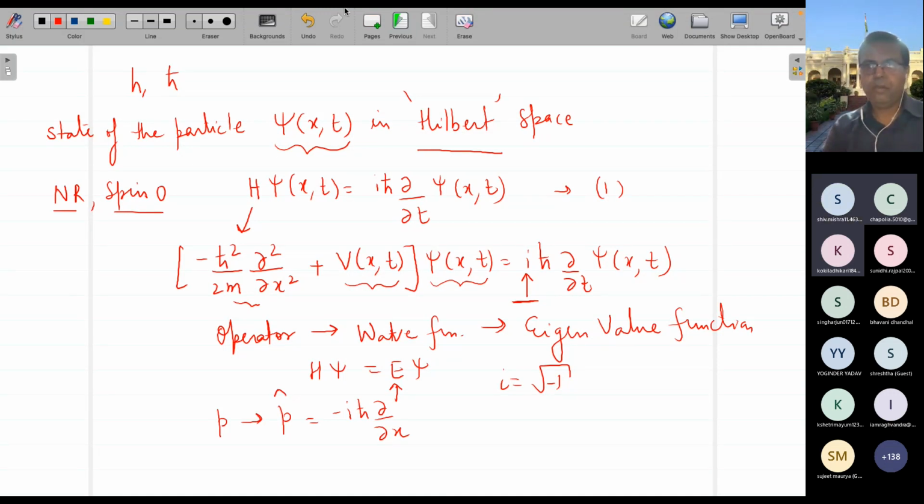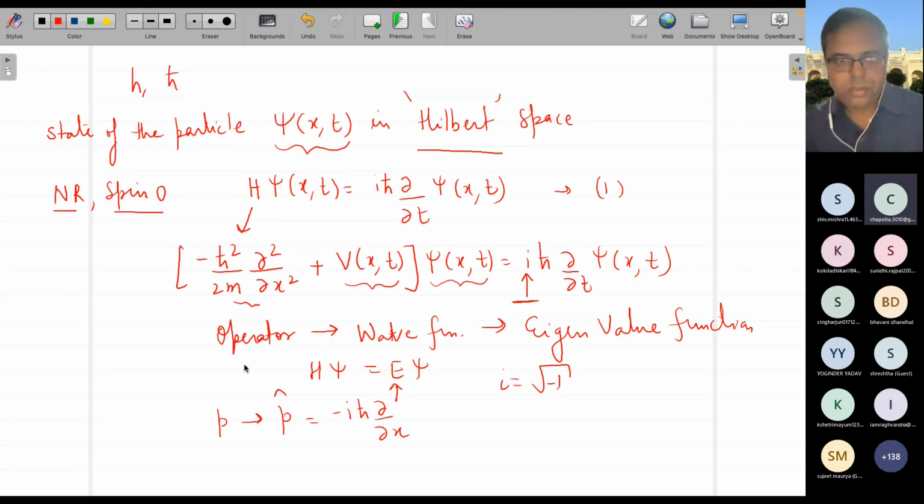So physically, we can interpret the square of the absolute value of psi as the probability density. Psi itself has no physical significance and cannot be expressed as a probability, but psi square gives the probability density according to the Copenhagen interpretation. Right. Almost all of you are saying yes.